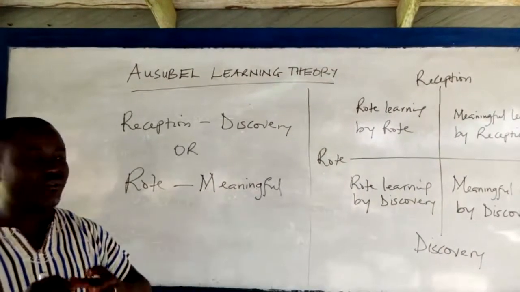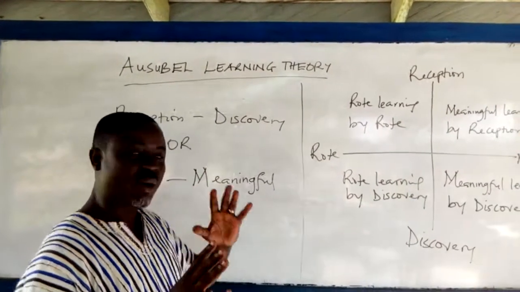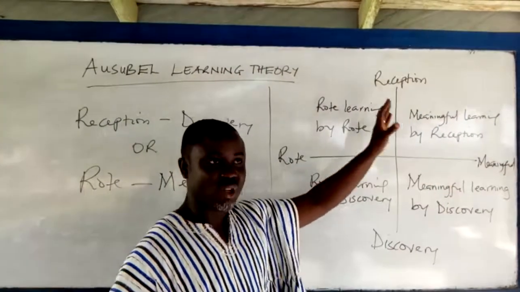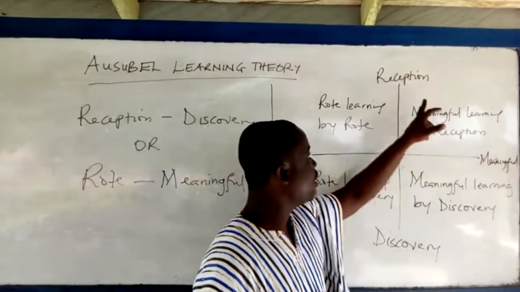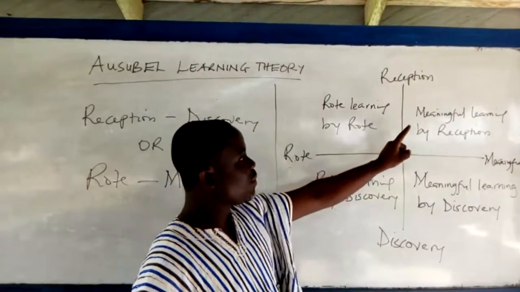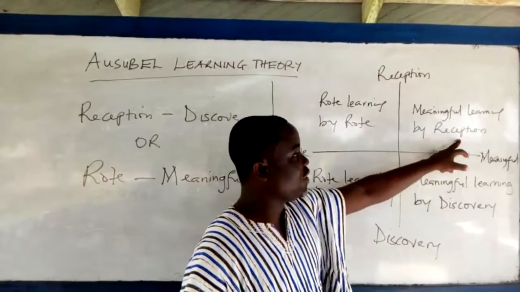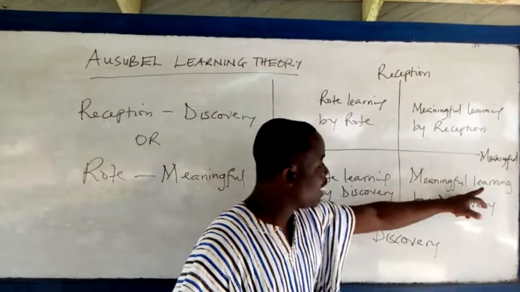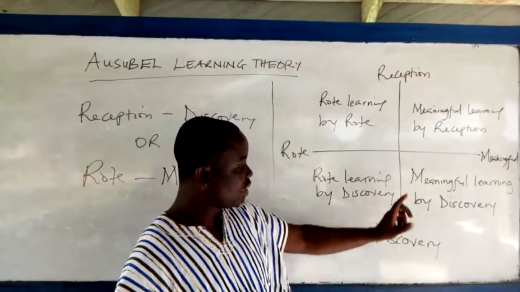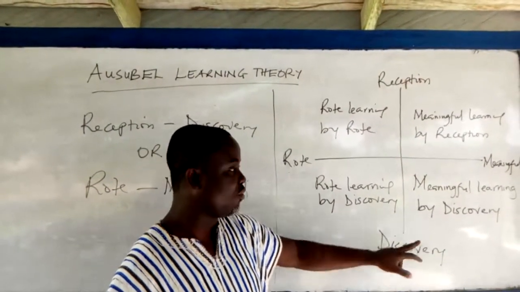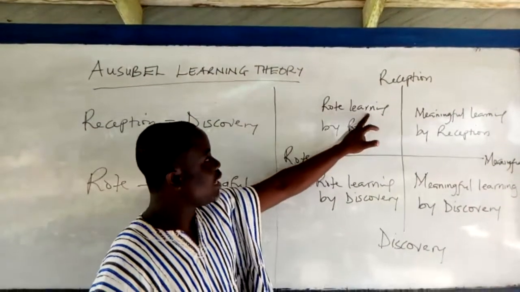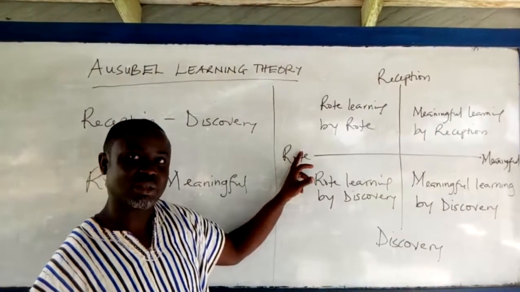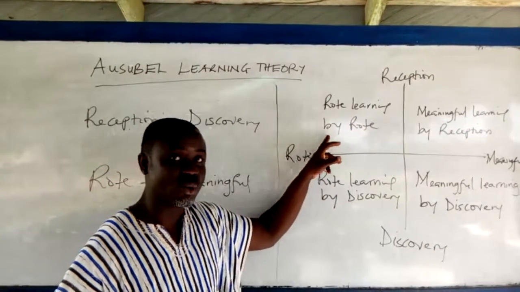So therefore, there are 4 quadrants, according to Ausubel, in the learning process. Along the 2 different continua, we have rote, meaningful, and reception, discovery. So we can have meaningful learning by reception. It means that the information was received by reception and it was meaningful. We have meaningful learning by discovery. It means that the information was gotten by discovery and it was meaningful. We have rote learning by reception. The information was gotten by reception and it was meaningless or it was new to the learner. So it is by rote.